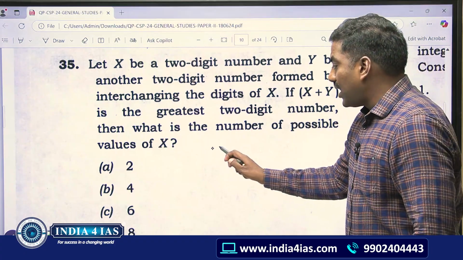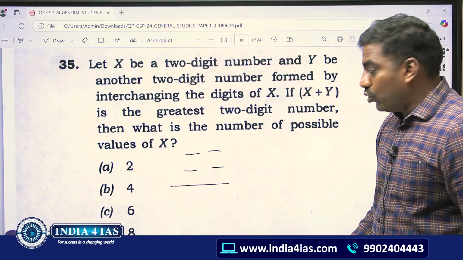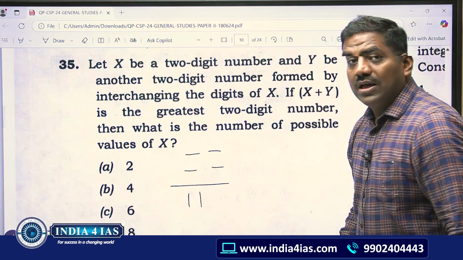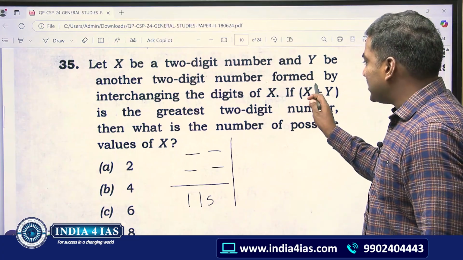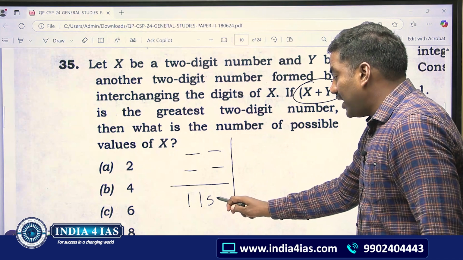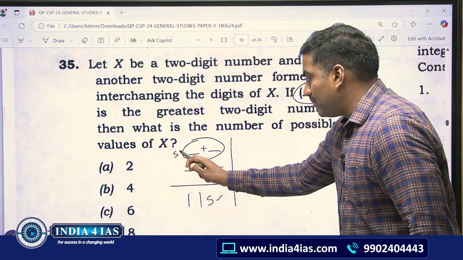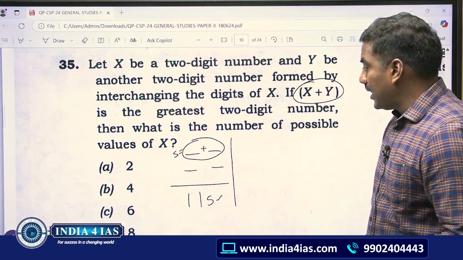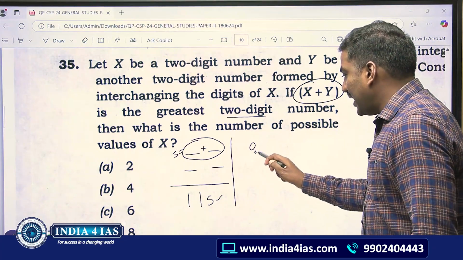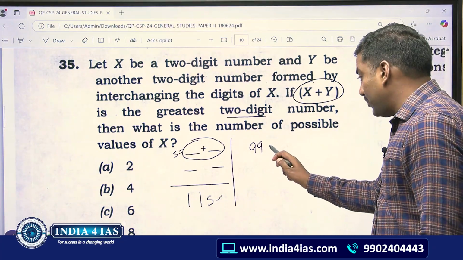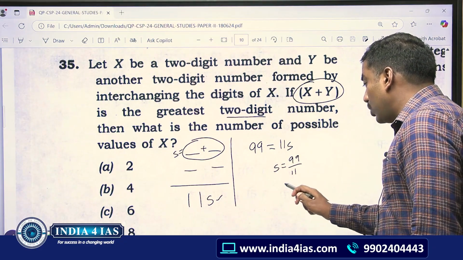Whenever you take a number and interchange their digits, and whenever you do a sum, this sum is a multiple of 11 and also it is a multiple of S. So whenever you want this sum, it will be in terms of 11s. This S is nothing but the sum of these two digits. I'll give you one practical example. Now our sum has to be the greatest two digit number, that is 99. So that means 11S. So here S value is equal to 99 by 11. So that is equal to 9.